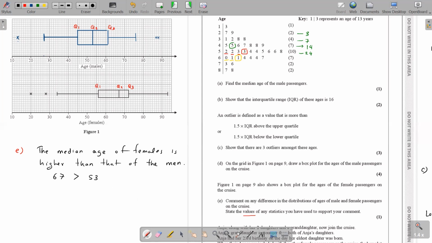So they ask you very clearly to give the statistics that you have used. So make sure you give the statistic. You can include it in the statement here, or you can write it like this. Make sure you mention these two values.